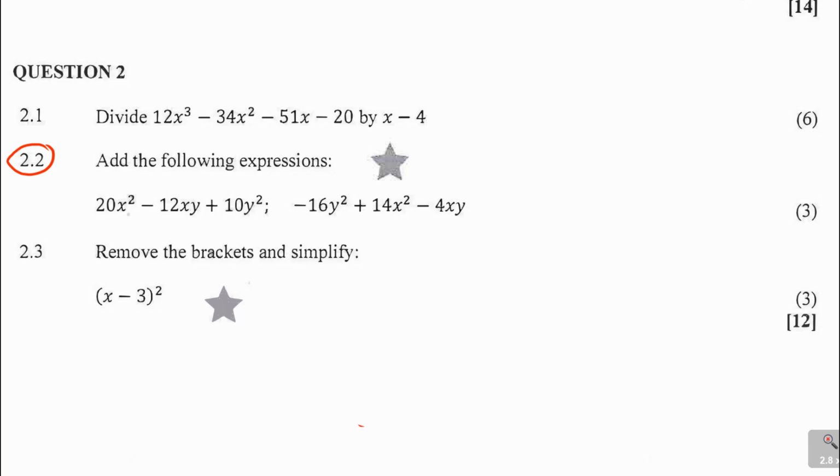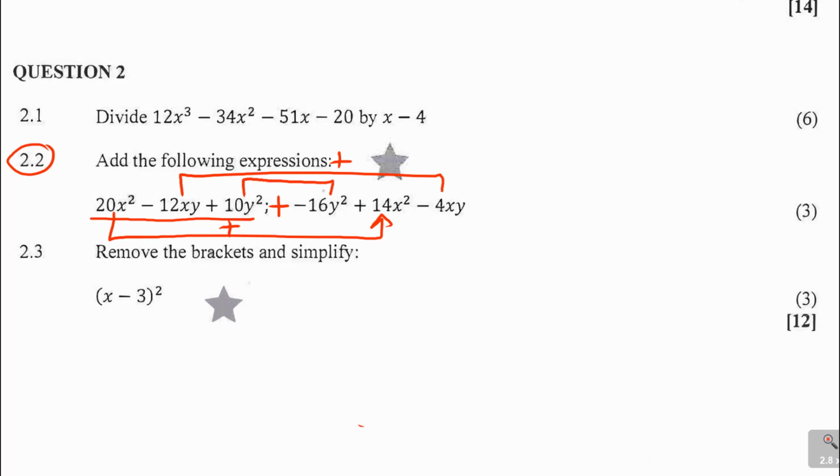Add the following expressions, guys. You're adding this, then plus. You just create a plus. So you add the x squared and the x squared, and the xy and the xy. So you're adding this, you're adding this, and then the y squared and the y squared. Be careful, it's just a calculator issue here where you're going to say 20. Just look at the numbers. 20 plus 14, you get the answer.